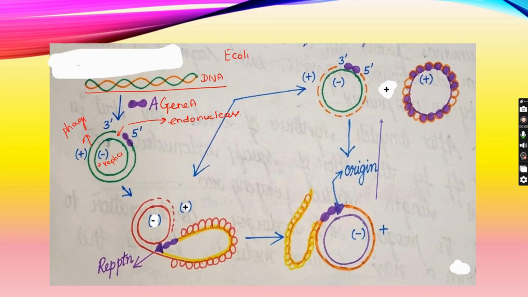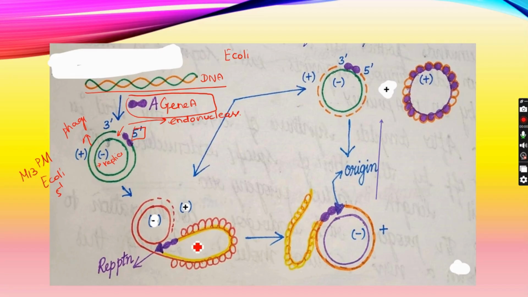When the nick is made, a gene A protein is added. This gene A protein gets attached to the 5' phosphate, like in M13 phage, where it gets attached to the plasma membrane of E. coli at the 5' end.